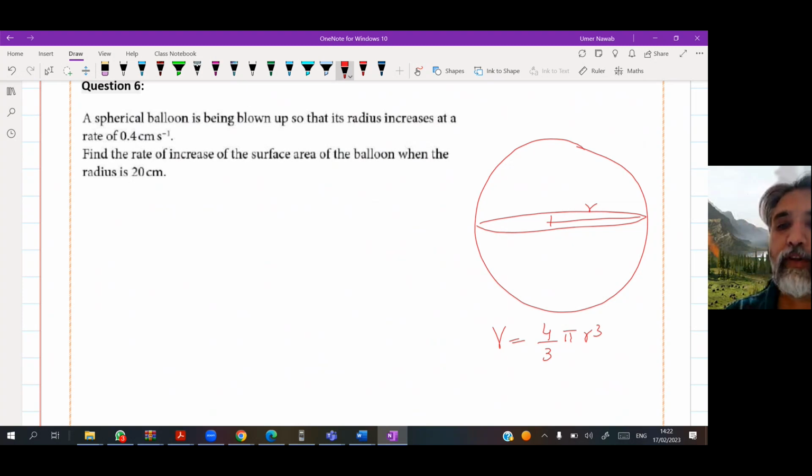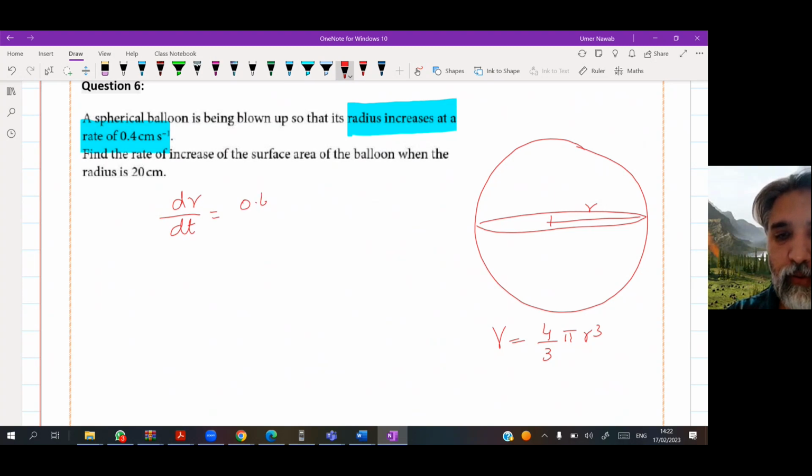The rate is given. Which rate is given? Come on, check it out. The rate of the radius is given, meaning dr over dt is given, which is 0.4 centimeters per second. And from centimeters per second, it is also clear that he is talking about the radius versus time. So dr over dt is 0.4 centimeters per second.